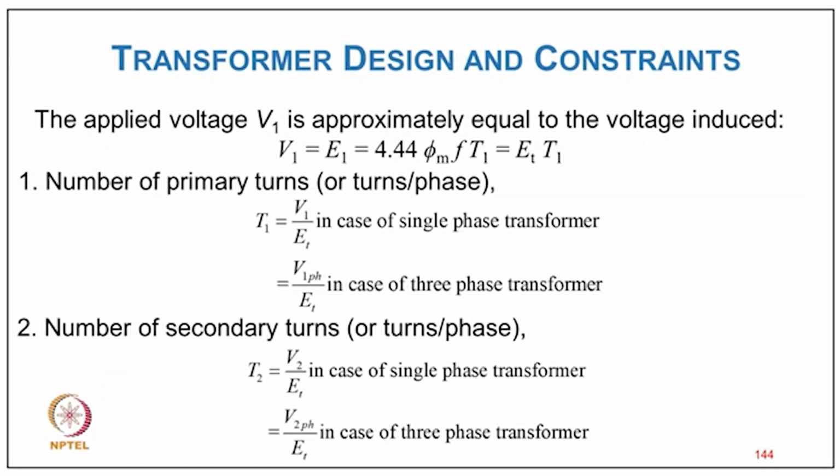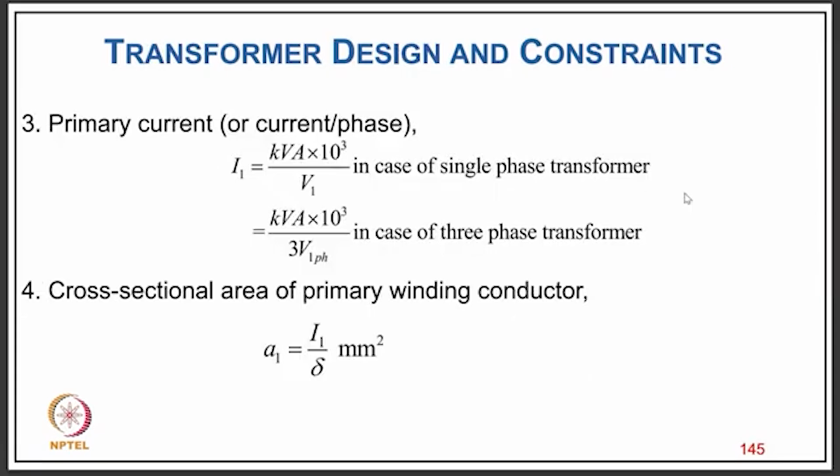to get more output. So now coming to the applied voltage, V1 is approximately equal to the voltage induced in the primary. V1 equal to approximately E1 equal to 4.44 f phi m T1, that is Et into T1. So the number of primary turns you can find out, T1 will be equal to V1 upon Et in case of single phase transformer, V1 phase upon Et in case of three phase transformer. Number of secondary turns will be T2 equal to V2 upon Et in case of single phase transformer, V2 phase upon Et in case of three phase transformer.